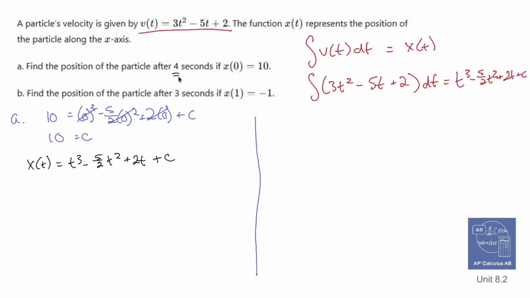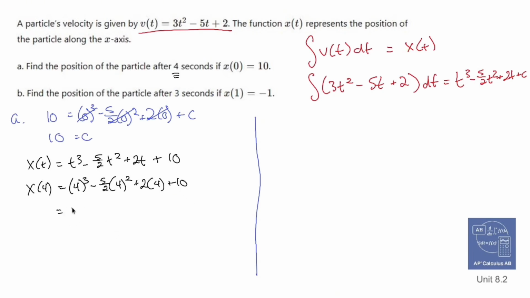Now I care about what happens at 4 seconds. So x of 4 is going to be 4 cubed minus 5 halves 4 squared plus 2 times 4 plus 10. I don't know why I put plus c there. It's plus 10. I just found out that it was 10.